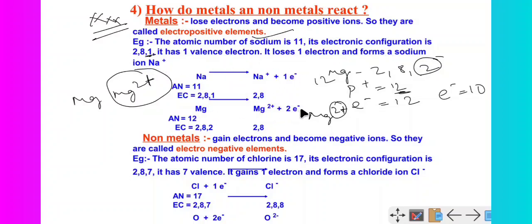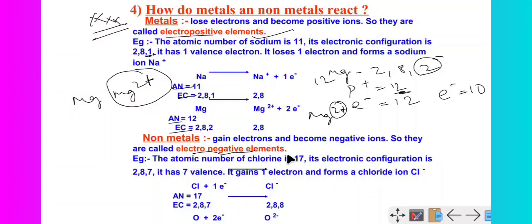Mg gives 2 electrons to form Mg2+. The atomic number is 12. EC means electronic configuration. Non-metals gain electrons and become negative ions, so they are called electronegative elements. Metals are electropositive elements, and non-metals are electronegative elements.